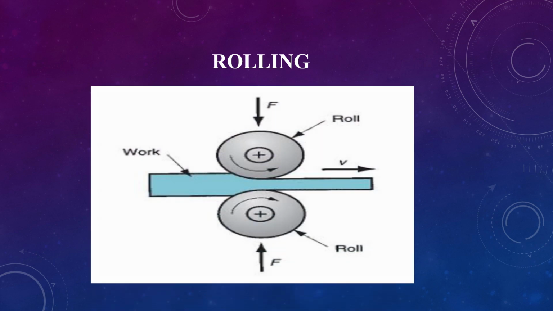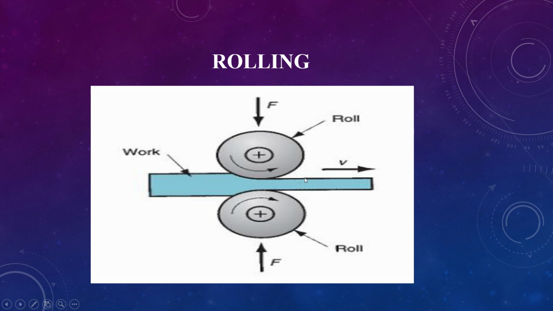The first process here in metal forming is rolling. In the rolling process, the metal is being forced between these two wheels or rolls and force is applied. This process is done to reduce the size or the thickness of the sheet.